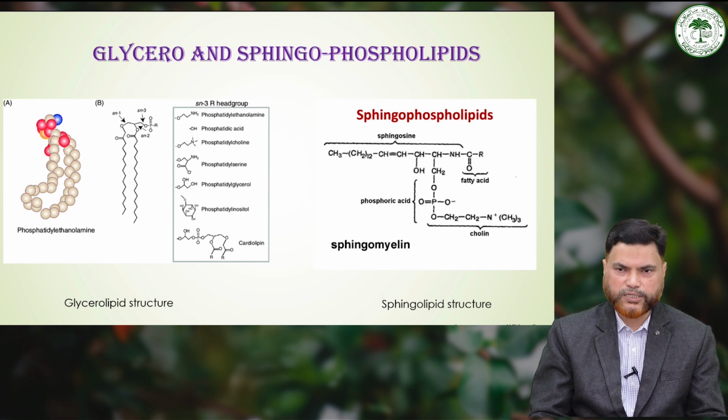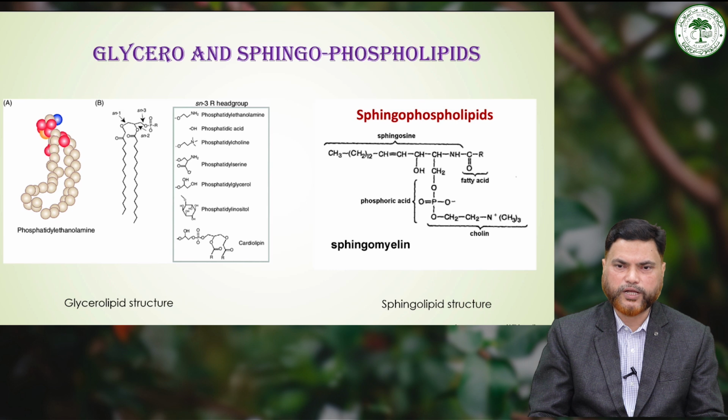For example, if choline is present, it is called phosphatidyl choline, also known as lecithin. If serine is present, it is called phosphatidyl serine. Phosphoglycerides are the most common phospholipids present in the cell membrane or plasma membrane.